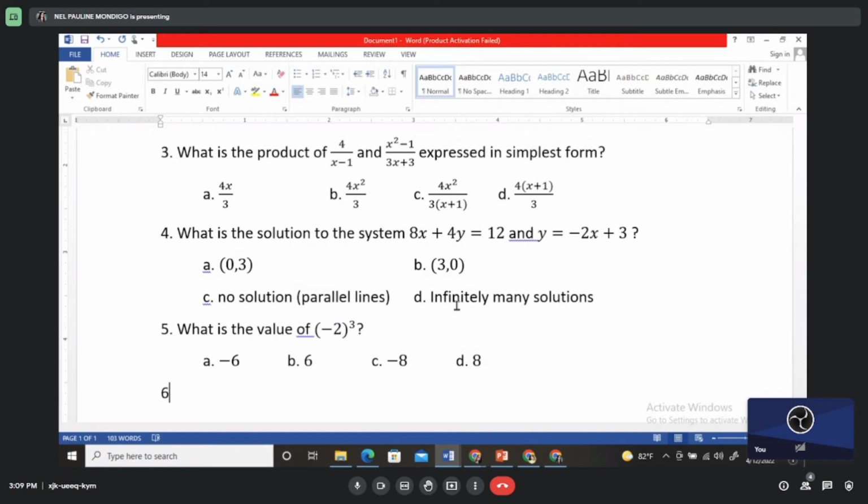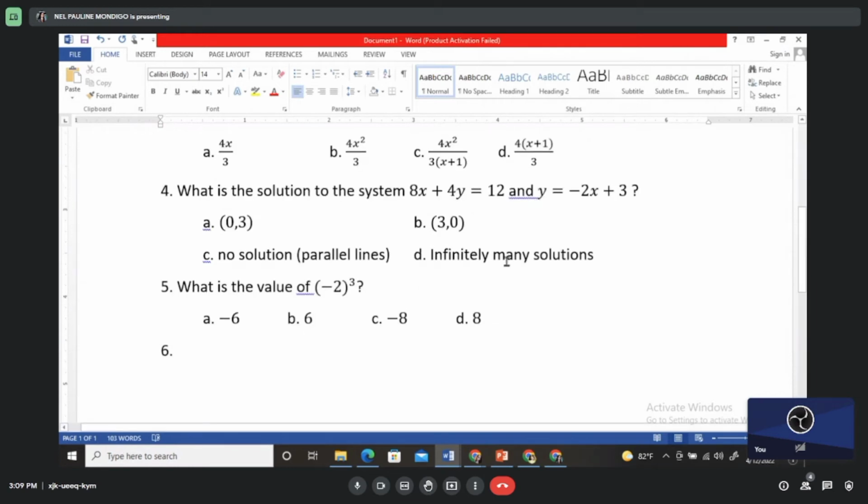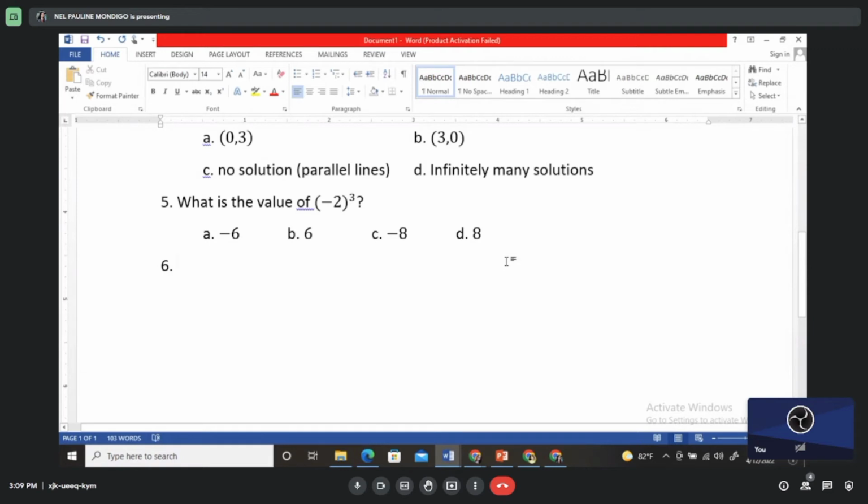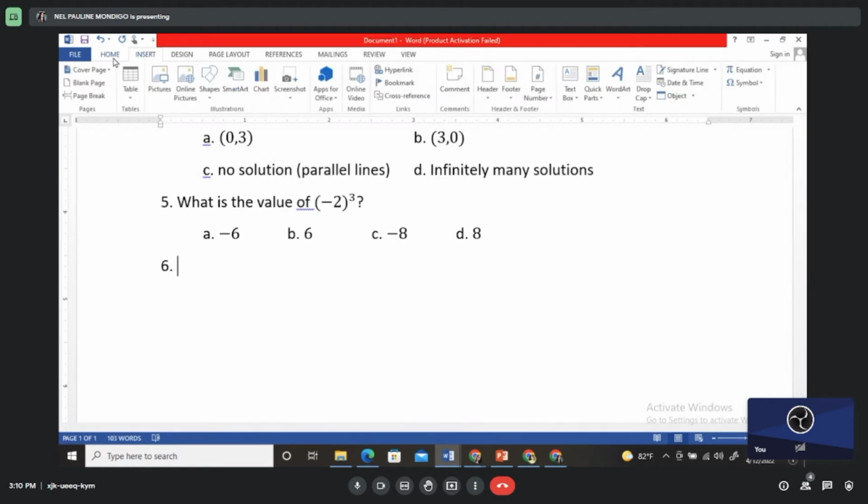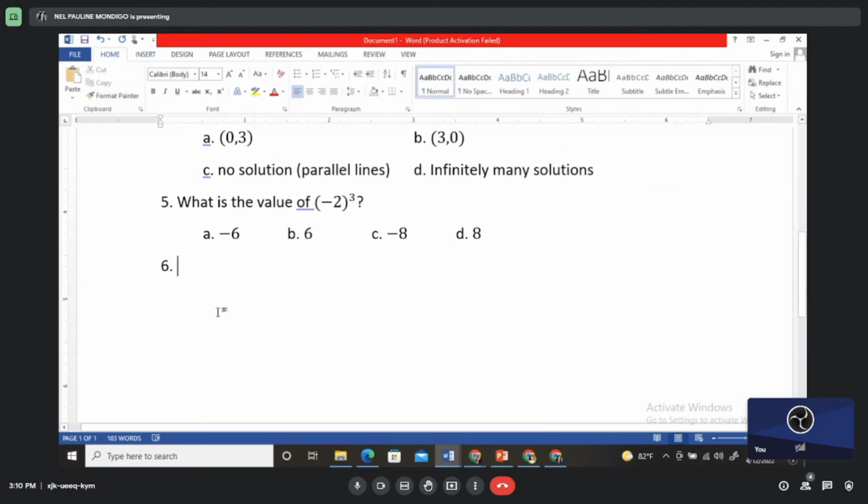That's it for our item number 5. And for the next topic, for our item number 6, will be the trigonometric ratios. Here, I will demonstrate how to insert shapes to make a right triangle for our item number 6 about trigonometric ratios. Our question here is, what would you use to solve for A?